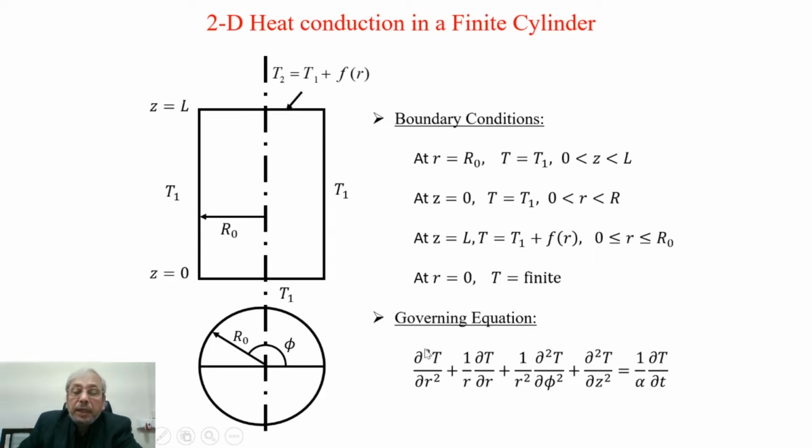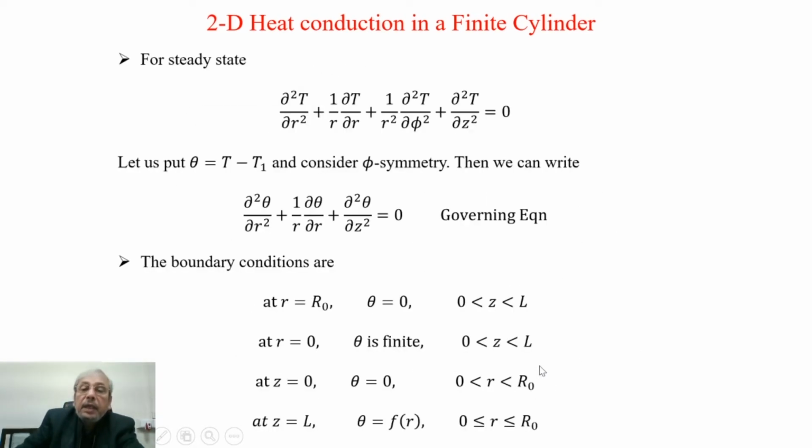Now, the governing equation: del 2 T del r2 plus 1 by r del T del r plus 1 by r square del 2 T del phi 2 plus del 2 T del z2 equal to 1 by alpha del T del time. And here, we have a rotational symmetry along phi, so we can neglect del 2 T del phi 2.